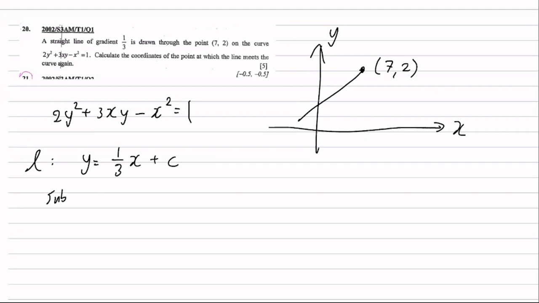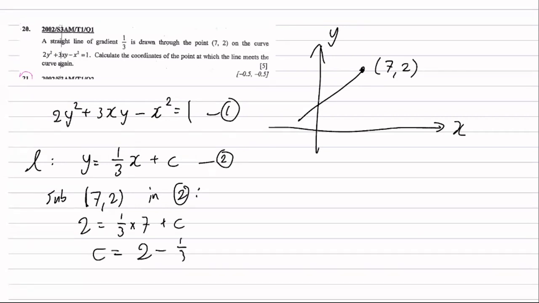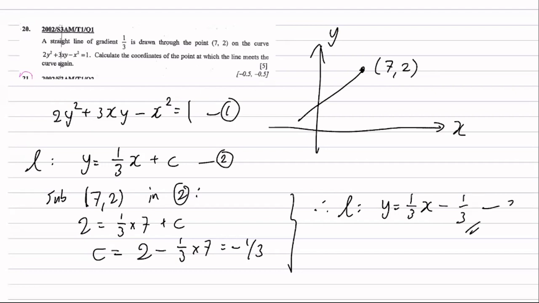Maybe I'll call this equation 1. I'll call this equation 2. And you end up with 2 equals 1/3 times 7 plus c. So solving for c, you get 2 minus 1/3 times 7, which is negative 1/3. Let's call this equation 3.